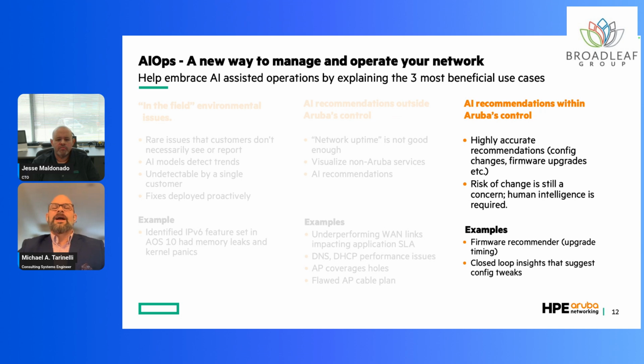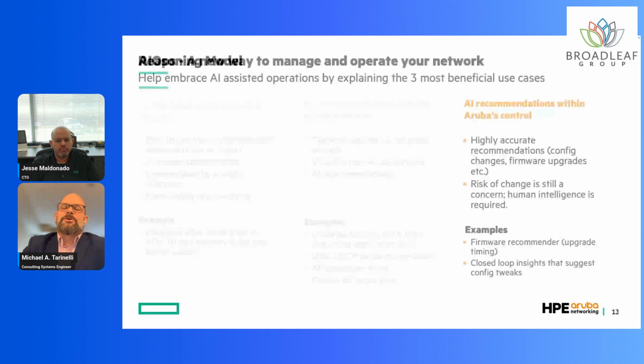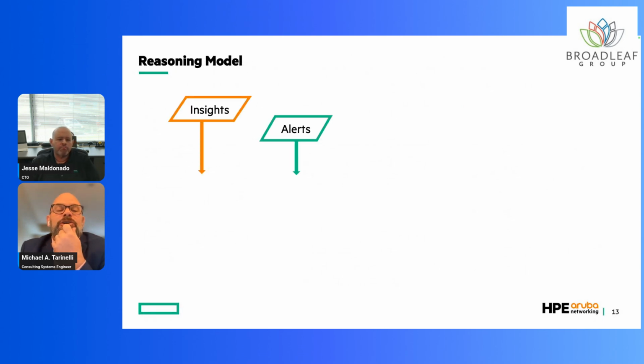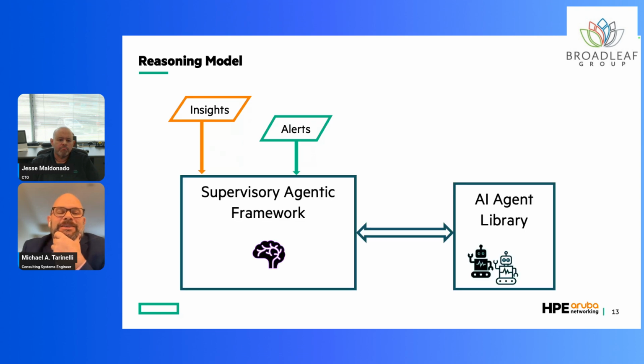All right, we're getting ready to hop into the demo, but I wanted to give you a little peek at this concept of reasoning models, right? I talked to you about things in terms of alerts and insights. Well, what if we could take those alerts and insights and put them in what we call a supervisory agent framework, where we have many different AI agents looking at all these AI-driven alerts and insights that we've been driving to try and make a higher level correlation. And that's where we're going next.